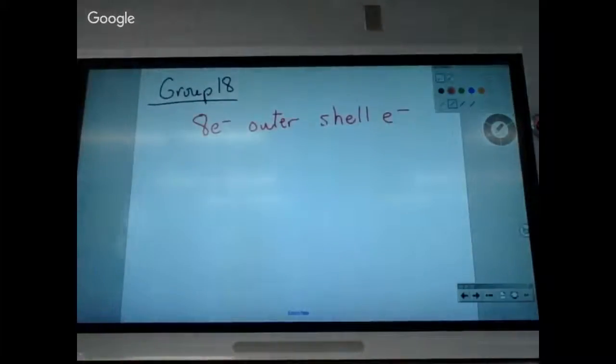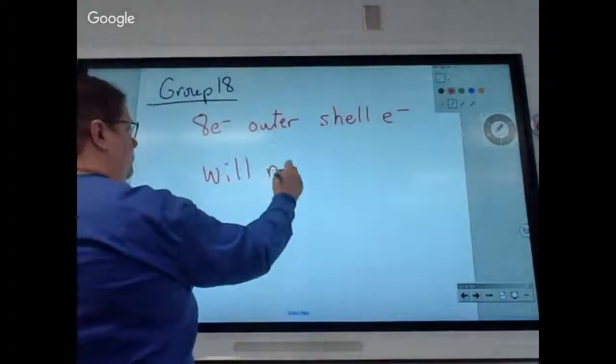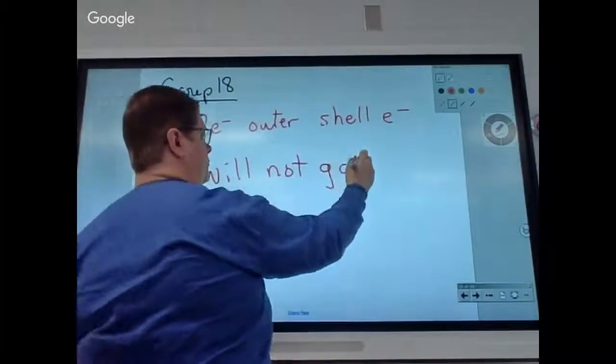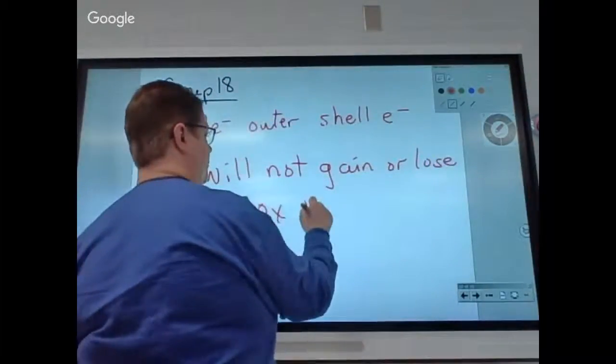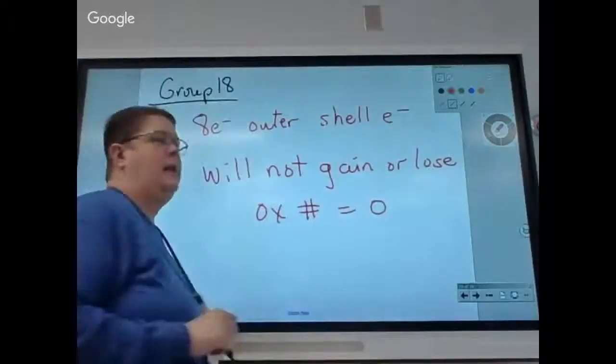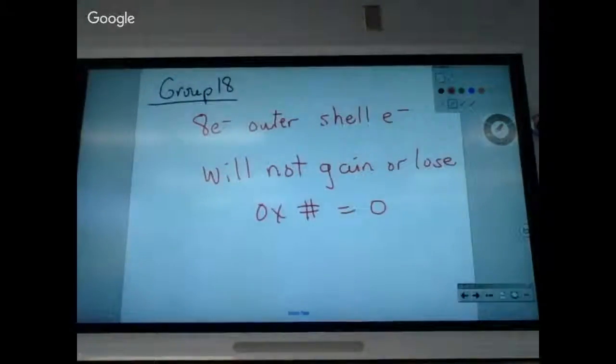All right, so 8 outer shell electrons. So we know it will not gain or lose. Now, the last thing we need to finish with is who is the most and least reactive. And the way I tend to do that is to draw the periodic table because it tends to make it easier for visual people.